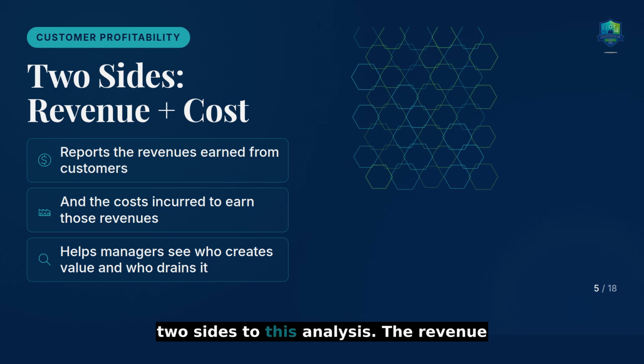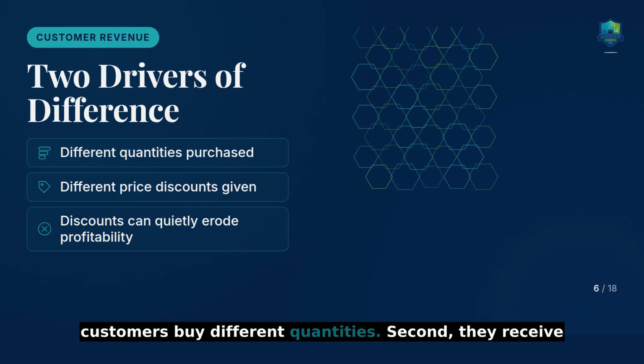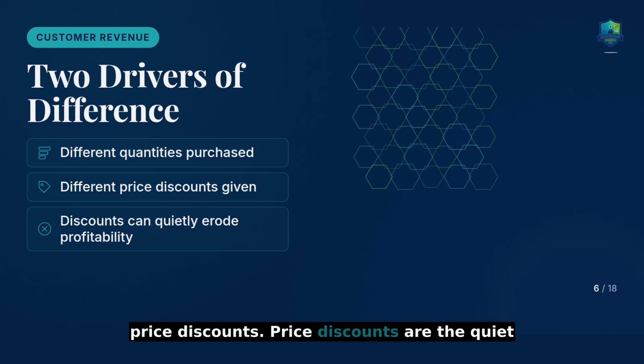There are two sides to this analysis: the revenue side and the cost side. Customer revenues differ for two main reasons. First, customers buy different quantities. Second, they receive different price discounts. Price discounts are the quiet killer of profitability. A 10% discount to a big customer can look harmless, but stacked across many customers, discounts can wipe out the profit a salesperson thought they were earning. Tracking discounts by customer tells you who is really paying list price and who is not.